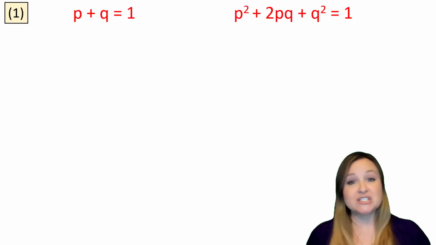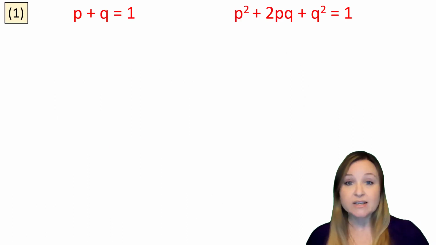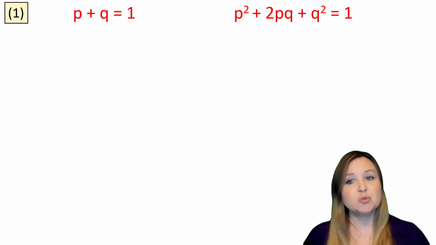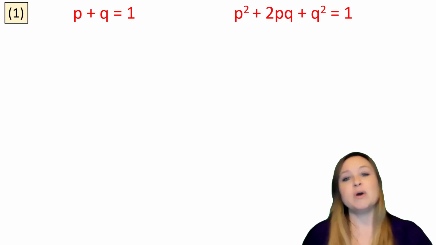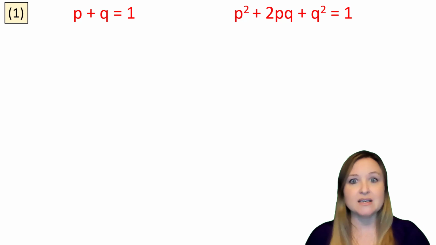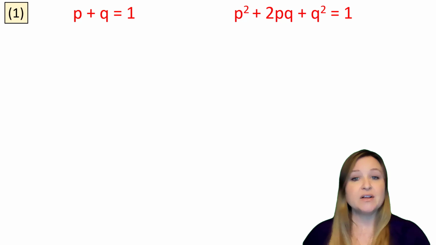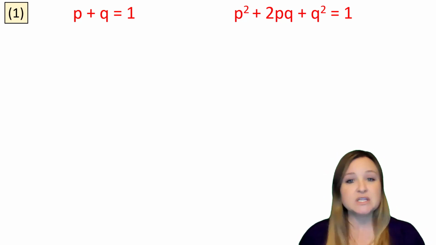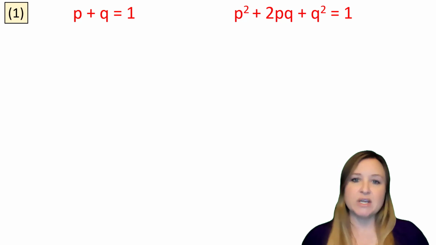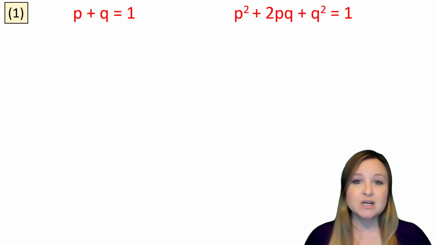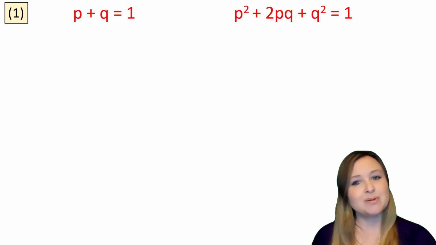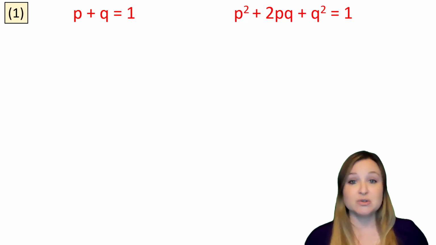So these are the two equations that we're going to use. P plus Q equals 1 and P squared plus 2PQ plus Q squared equals 1. Now, when we're working with both of these, it's the same P. So if P in the left equation is 0.5, then in the right equation, P squared is going to be 0.5 squared. So these two equations relate directly to each other. In fact, the equation on the right is just the square of the equation on the left. P plus Q times P plus Q. That's what P squared plus 2PQ plus Q squared is.